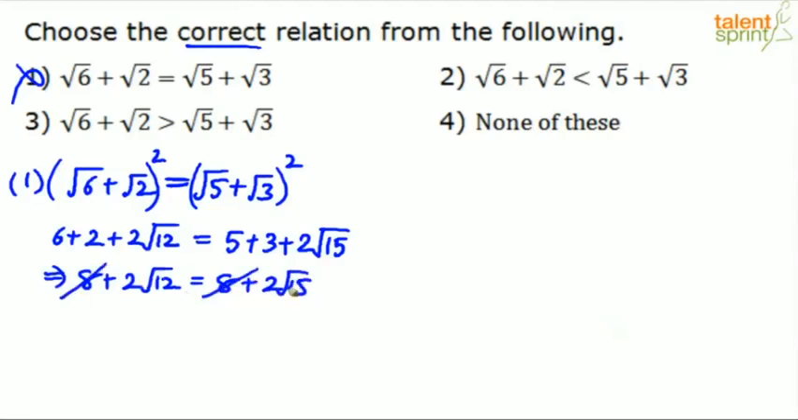This 2 root 12 is equal to 2 root 15. Maybe 2 and 2 we can also cancel. Is root 12 equal to root 15? No. So the first option is wrong. Let us look at the second option.